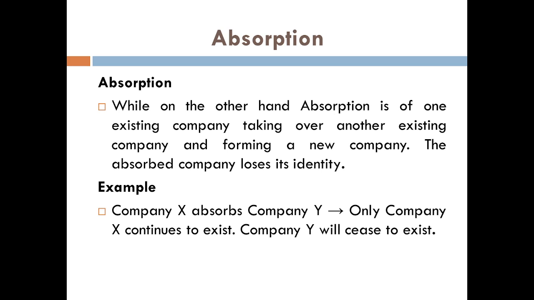Now we come to absorption. This is where we need to first understand what is absorption, then we will distinguish between amalgamation and absorption. Absorption is one existing company taking over another existing company. The absorbed company loses its identity. The example that we are going to see: company X absorbs company Y. Only company X continues to exist. Company Y will cease its existence.